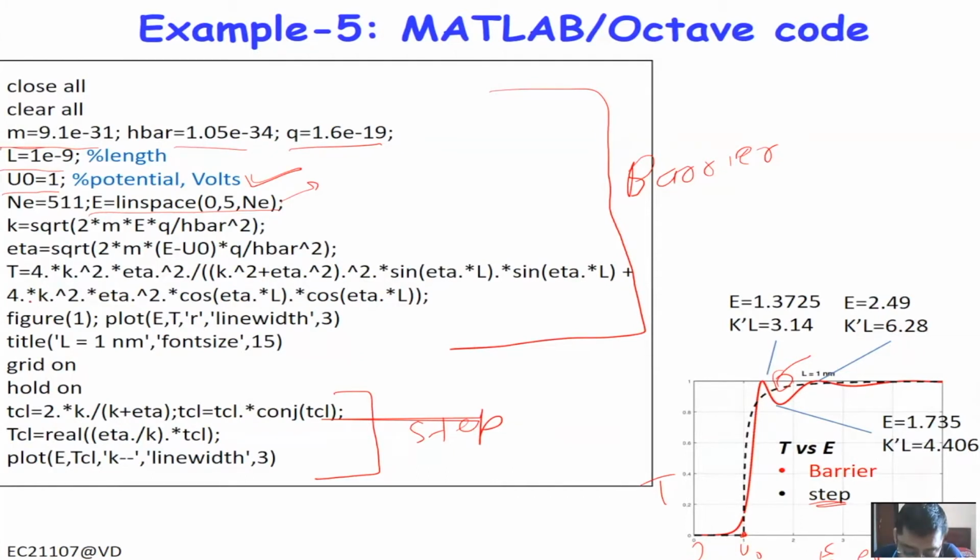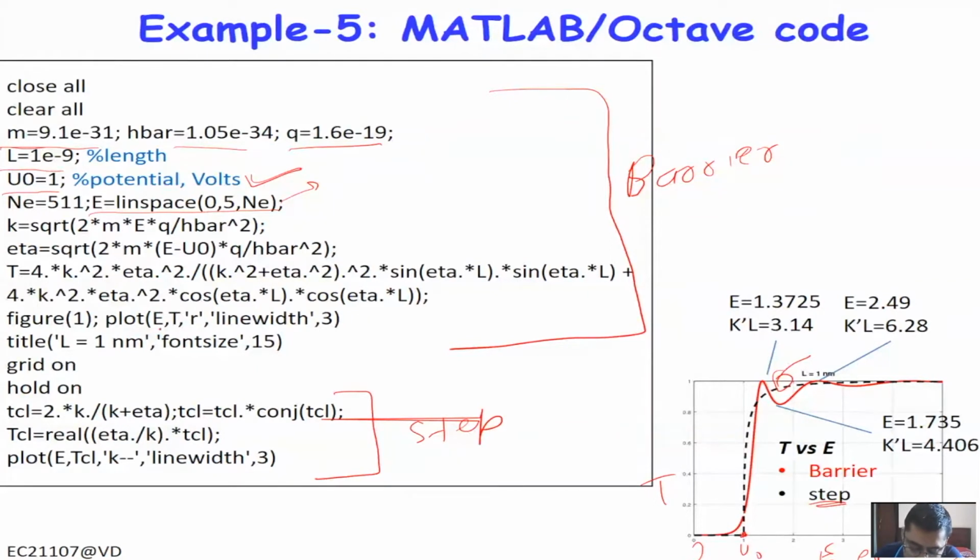Okay, good. So now we have obtained K and K prime. K prime is eta. Now T is, we have to take that expression: 4K square K prime square by (K square plus K prime square) whole square sine eta KL square plus 4K square K prime square cosine square K prime L. And then you plot basically transmission versus energy.